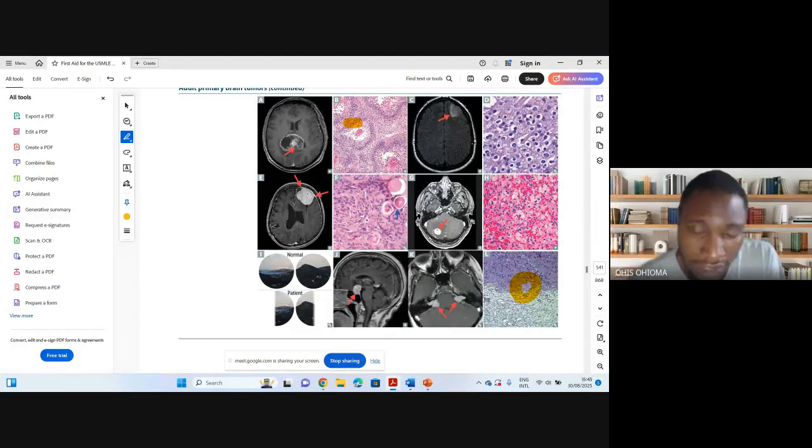The last thing I'm just going to talk about is the pituitary adenoma. Very, very, very high yield. It comes out in endocrinology. We're going to deal a lot about it in endocrinology.